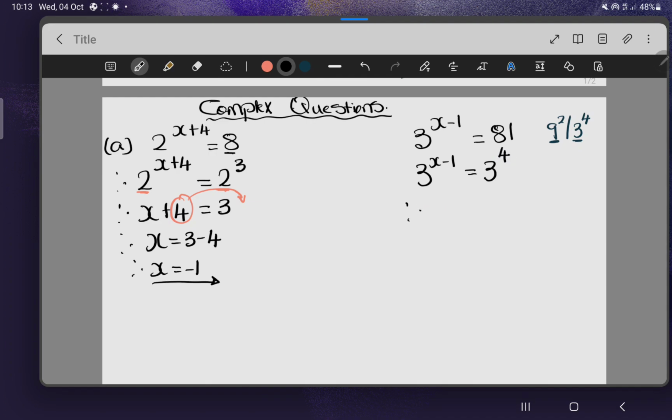Then because the bases are the same, the answer is the exponent. It's equal to 4. Then from here, we are not looking for x minus 1, we're looking for x. Then we're going to take that negative 1 to the other side. Remember, when you take something to the other side, that thing has to change the sign. Then x is equal to 5. Then you celebrate. That is the second one.